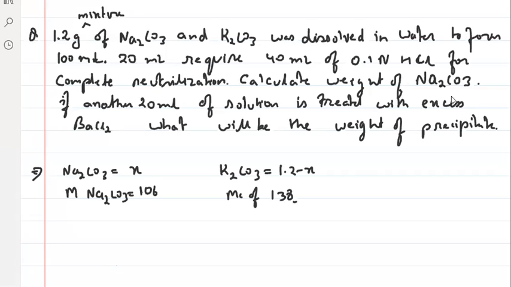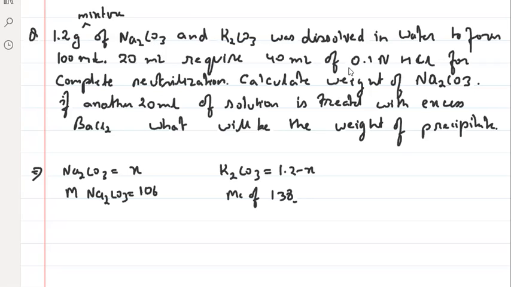1.2 grams of Na2CO3 and K2CO3, right? Both are basic salts. They are reacted with acid, right? Now, don't you think that both will react with acid? Yes or no? So I can say that the amount of H plus required to neutralize both Na2CO3 and K2CO3 should be equal to the amount of H plus from the HCl taken.